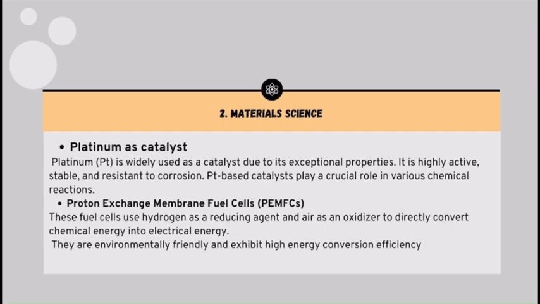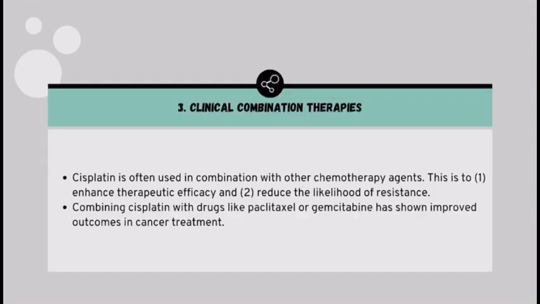And the next one is proton exchange membrane fuel cells, also called PEMFCs. These fuel cells use hydrogen as a reducing agent and air as an oxidizer to directly convert chemical energy into electrical energy. They are environmentally friendly and exhibit high energy conversion efficiency. Combination therapies as its real-life application.